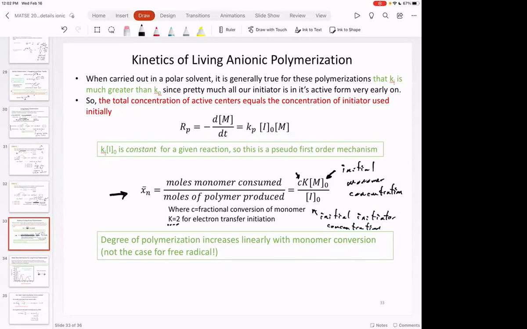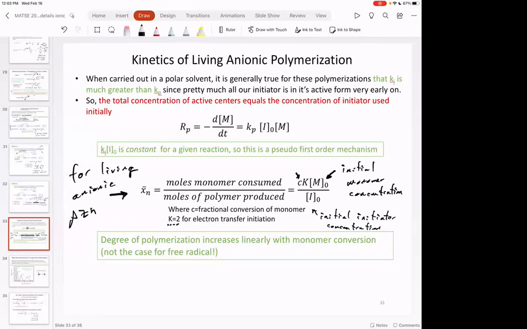Of course, for free radical, we put in all those kinetic constants and we could get an expression for X bar N 0 as well. And X bar N in the presence of chain transfer. This one is special for living anionic polymerization.